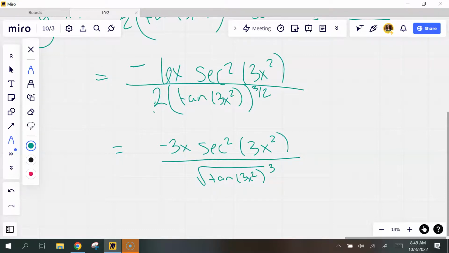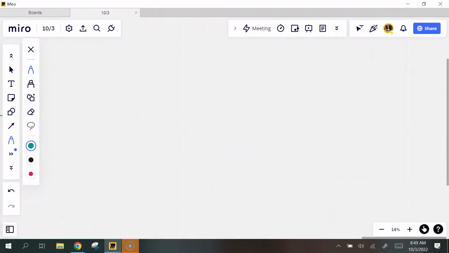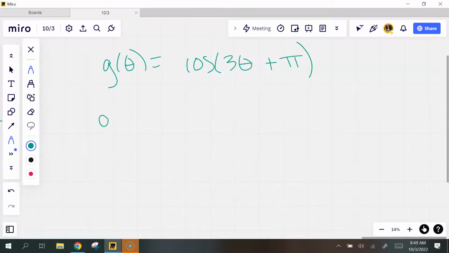You good, Hope? Okay. All right, 15. G of theta equals cosine of 3 theta plus pi. And I have to find G prime of pi over 4. I'll find G prime first.